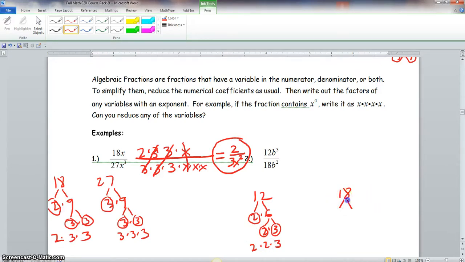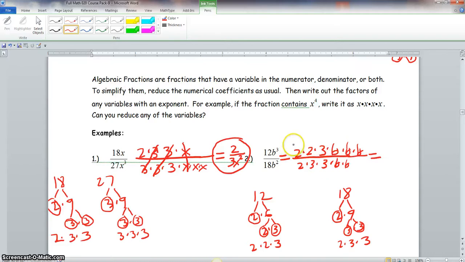Now we go here to 18. 2 times 9. We know we break 9 down to 3 times 3. So we have 2 times 3 times 3. Now we substitute. We have 2 2's and a 3 for 12. And since we have b to the 3rd power, we'll write b, we'll multiply b 3 times. Now we look at the denominator. 18, we have 2 times 3 times 3. Then we have b squared, so that would be b times b.